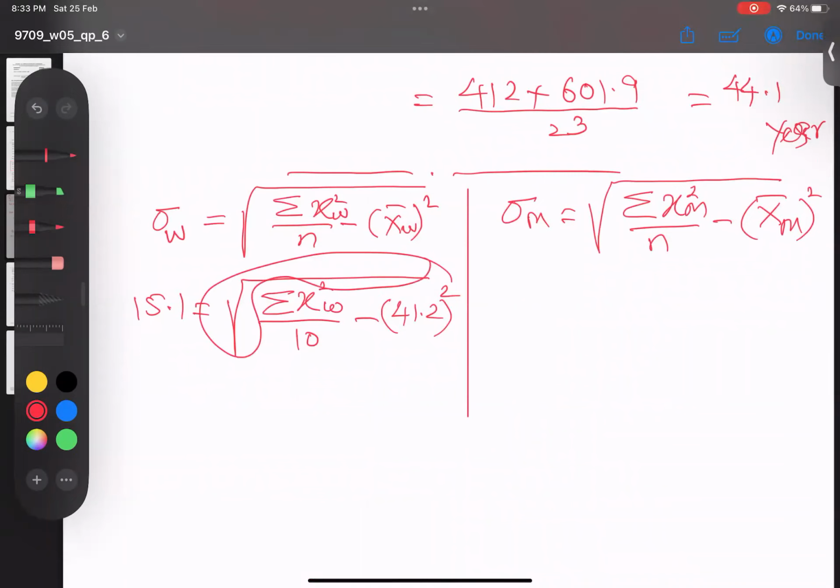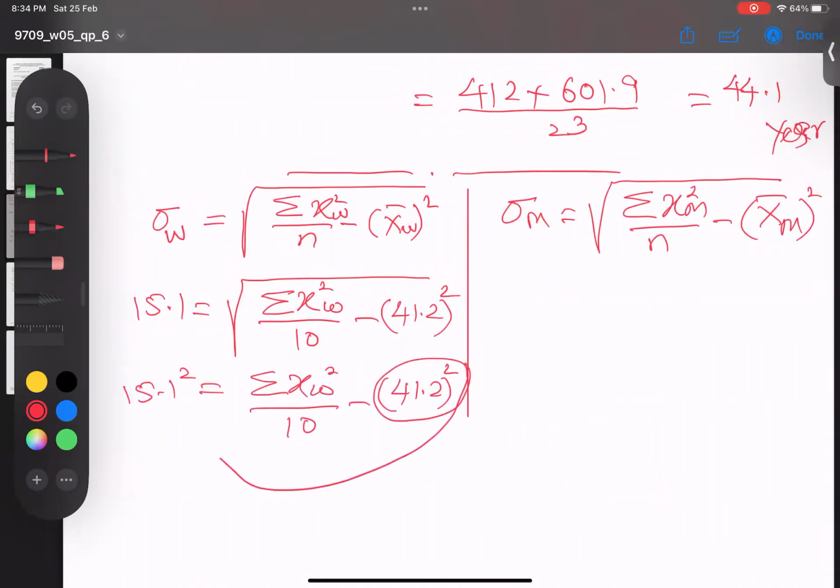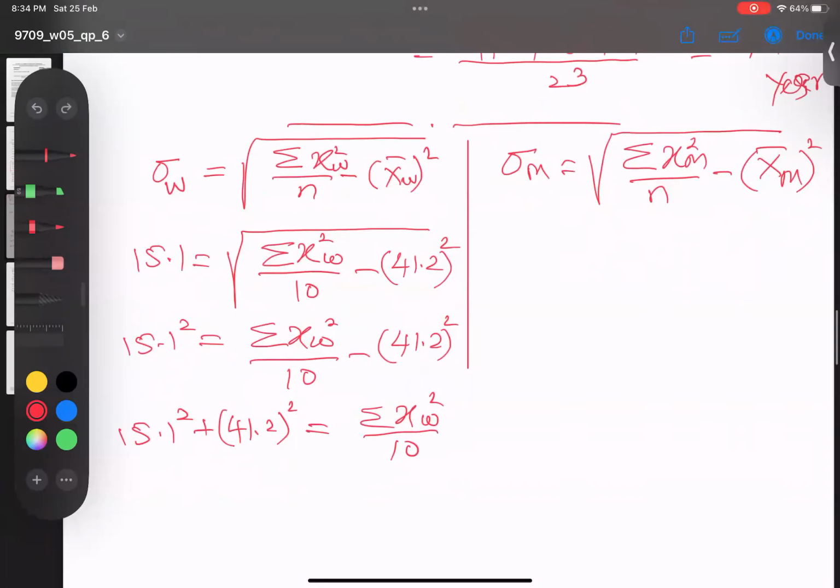Now remove the root by squaring both sides. So 15.1 to power 2 is equal to sigma x women square by 10 minus 41.2 whole square. This minus sign will go there and become plus. So 15.1 to power 2 plus 41.2 to power 2 equals sigma xw square by 10, and the 10 will multiply the whole thing. So sigma x women's square equals 15.1 square plus 41.2 square, times 10. I am getting 19254.5. So this part is over.